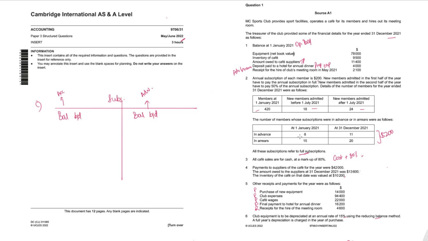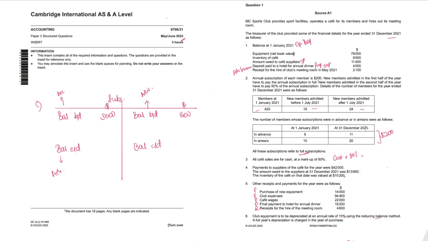Okay, if you read the table here in point number 2, at 1st Jan, advance subscriptions were 8. So 8 into 200, $1,600. While arrears or accrued subscriptions 15 into 200, $3,000. Then what other transactions can we record? We can also record the closing balances. So balance carried down and balance carried down. Now balance carried down here will be the liability, and liability in case of subscriptions will be advance subscriptions.